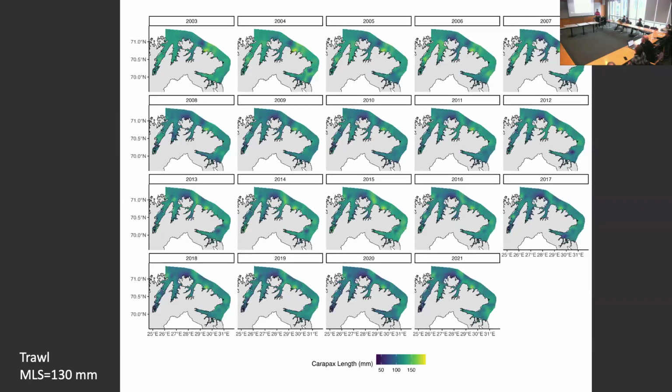Here's size. Currently, there's a minimum landing size, so the fisheries target and fish only males above 130 millimeters of carapace length. This is just the trawl data. So there's both spatial variation between fjords, but also, similar to the shrimps, some variation within fjords. This is just mean carapace length.